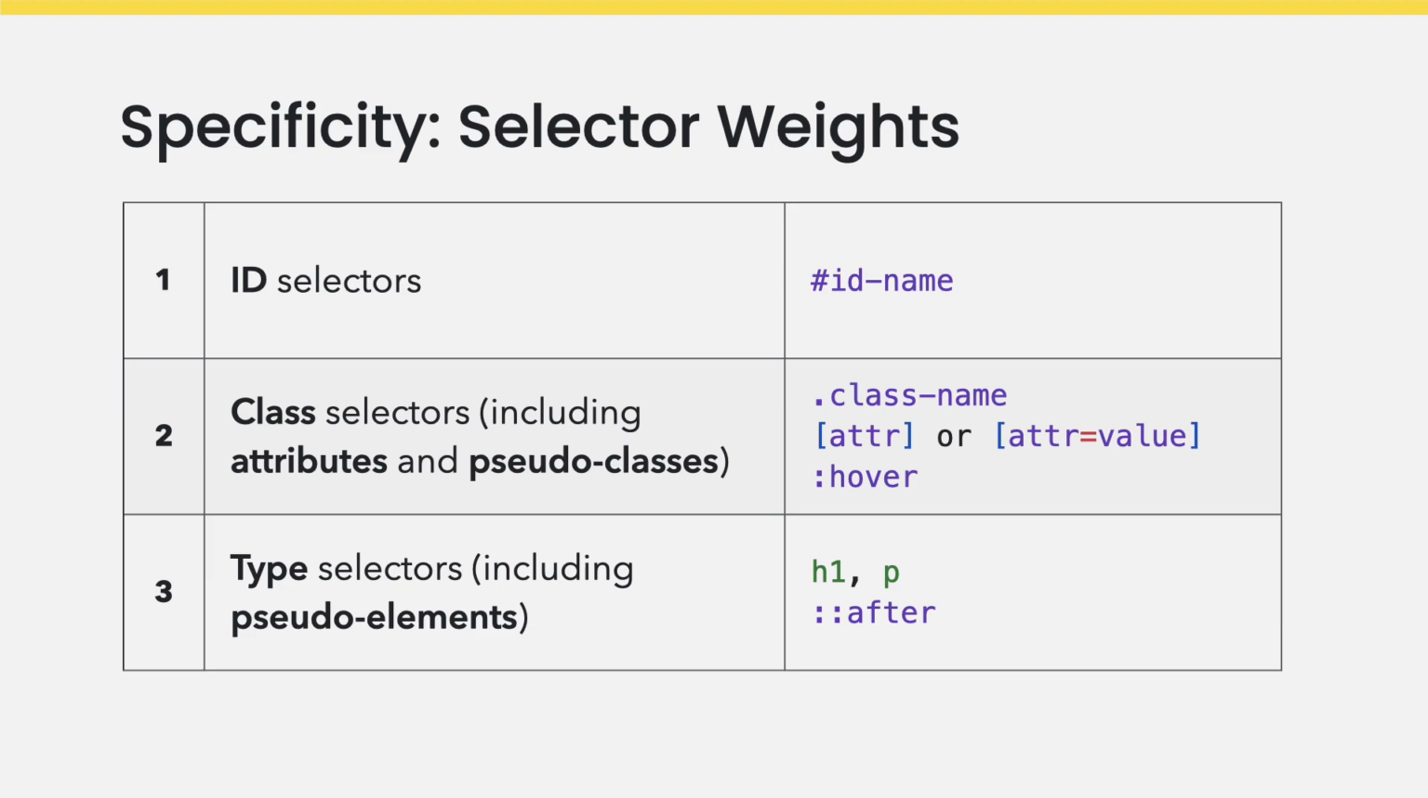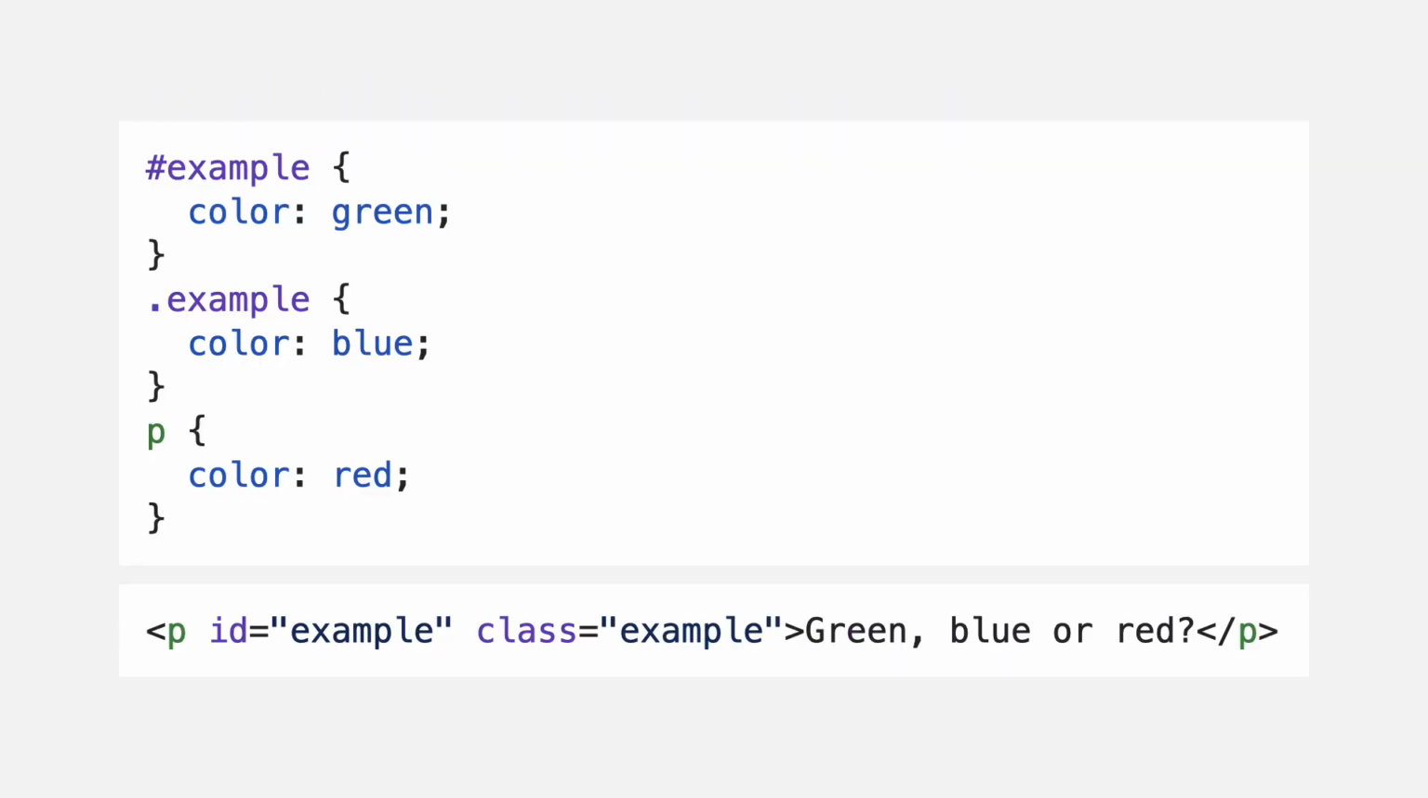So based on the ranking, in this example, what color will the text be? Green, blue, or red? If you guessed green, you're correct. While all three selectors target the same element, ID selectors have the highest specificity value. But we're not done yet.